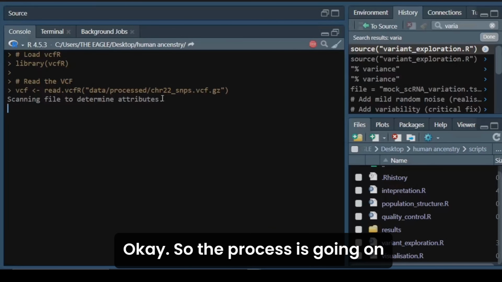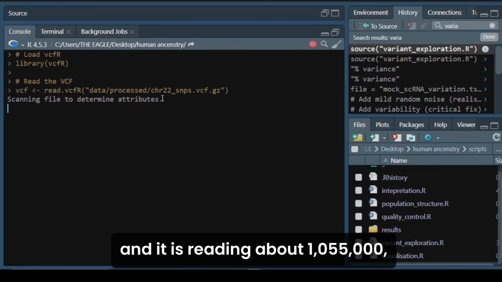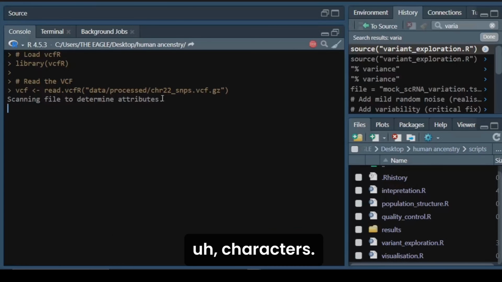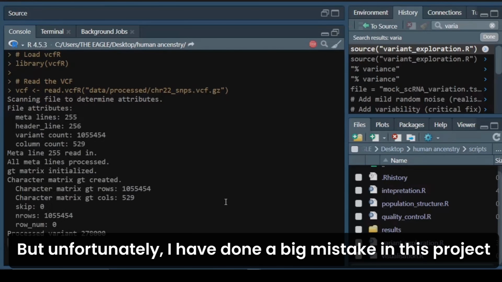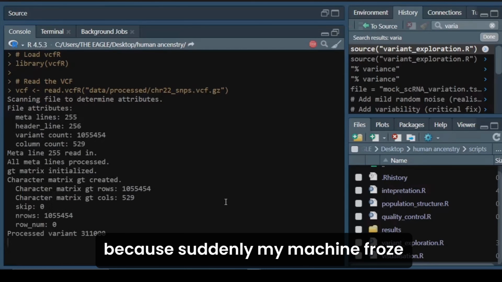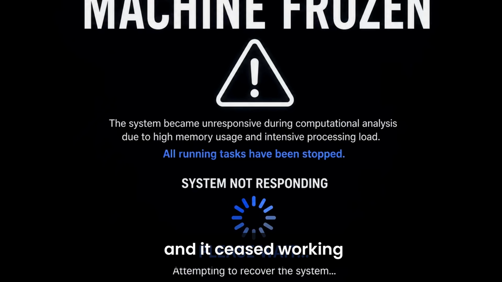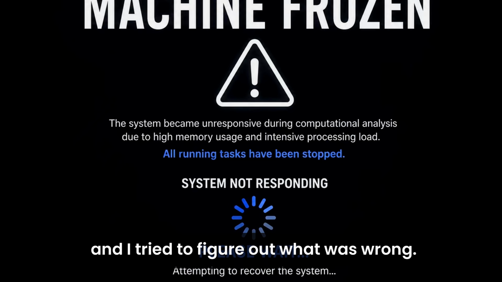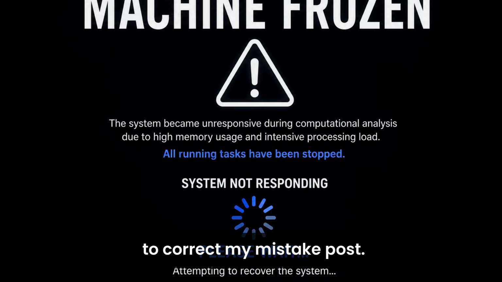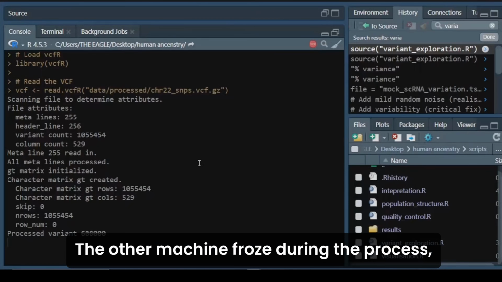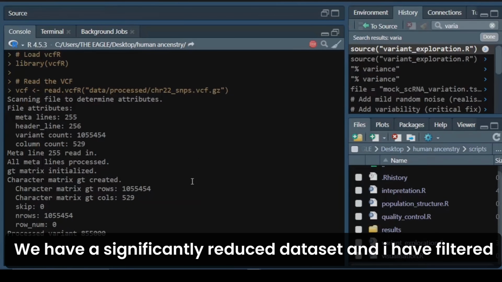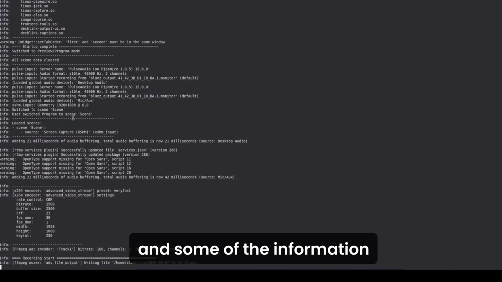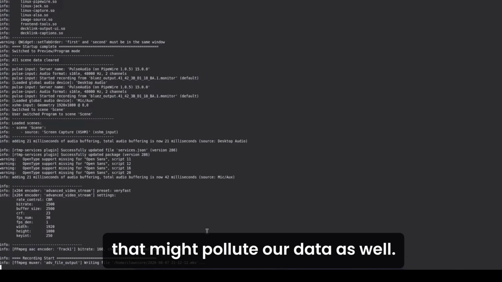So the process is going on, and it is reading about 1,055,000 characters. But unfortunately, I made a very big mistake in this project, because suddenly my machine froze and ceased working. I tried to figure out what was wrong. So I ended up using another machine to correct my mistake, because the other machine froze during the process. I did some further data trimming where I significantly reduced the dataset, and I filtered some of the information that might pollute our data as well.